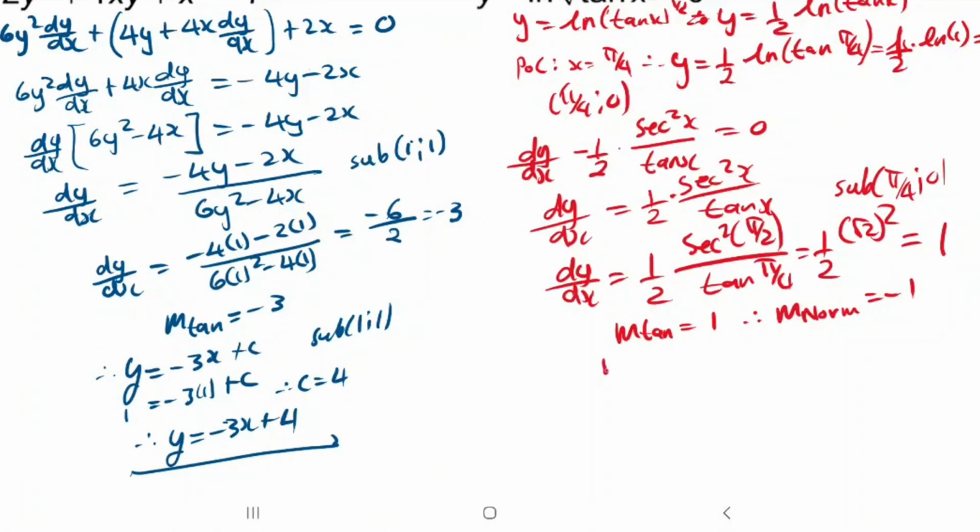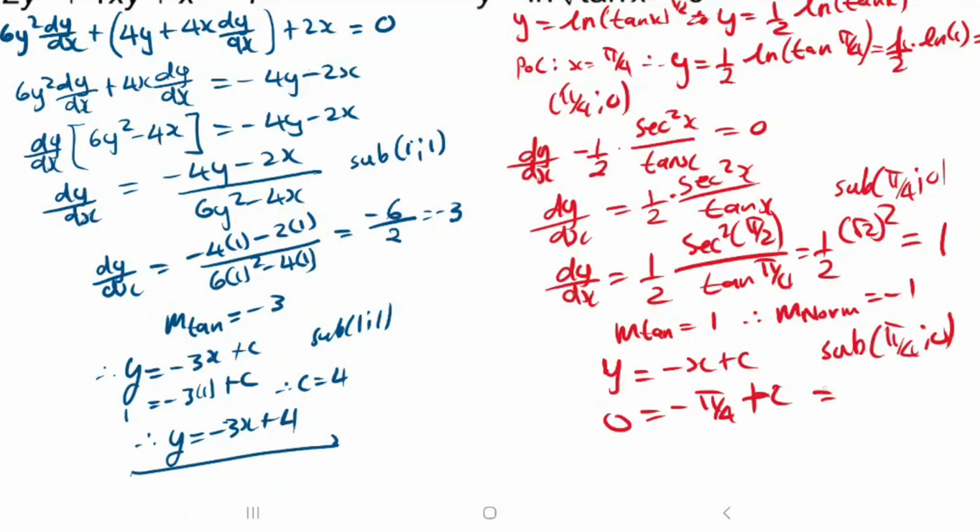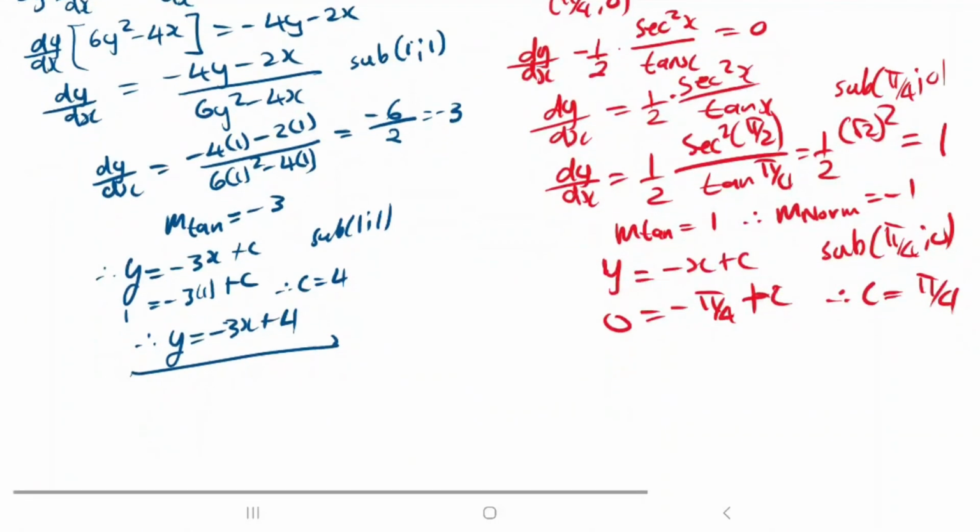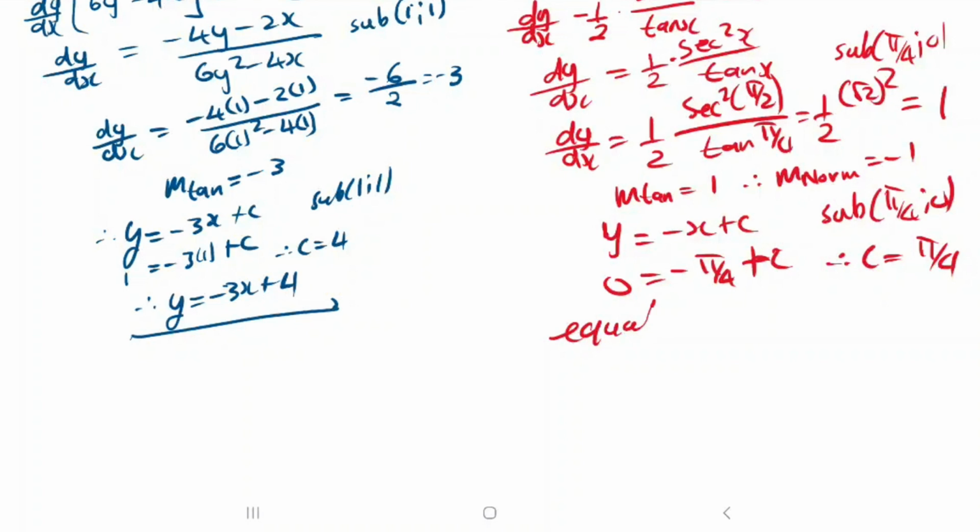So we'll sub this into our equation, y equals minus x plus c. We'll then sub in our point of contact, pi over 4 and 0. So we now have 0 equals minus pi over 4 plus c, giving us that c equals pi over 4. Therefore, the equation of the normal at that particular point is y equals minus x plus pi over 4.